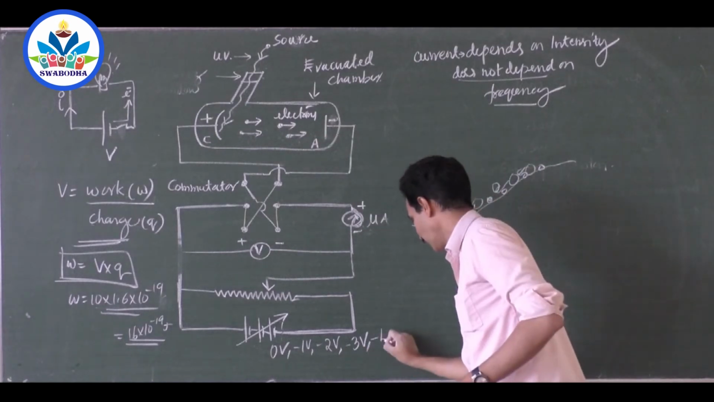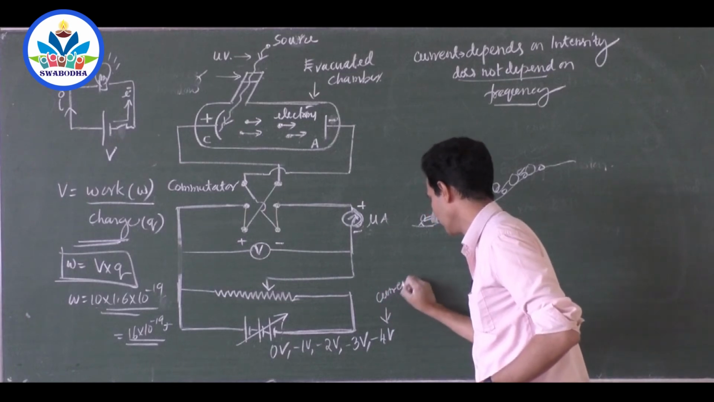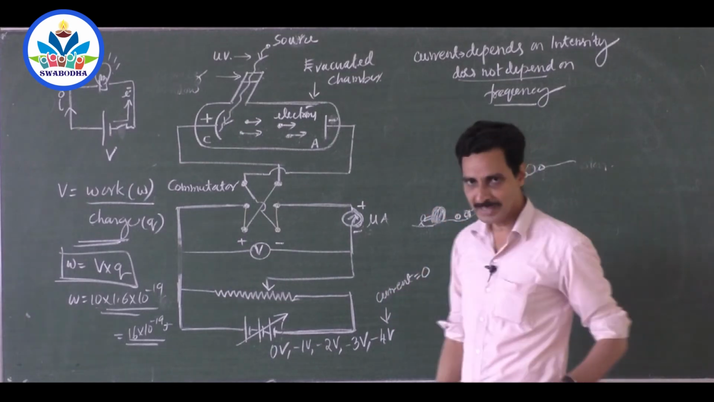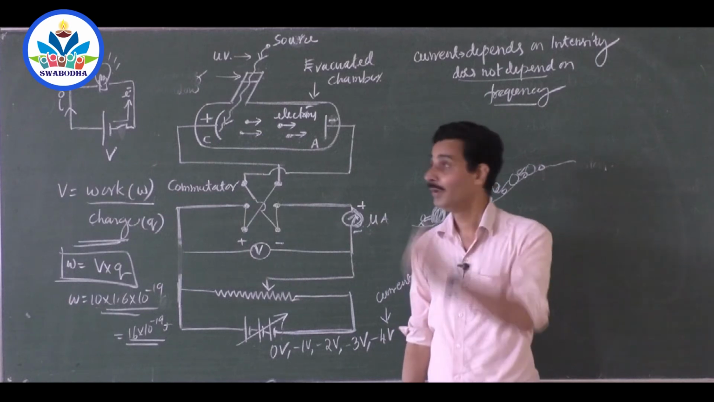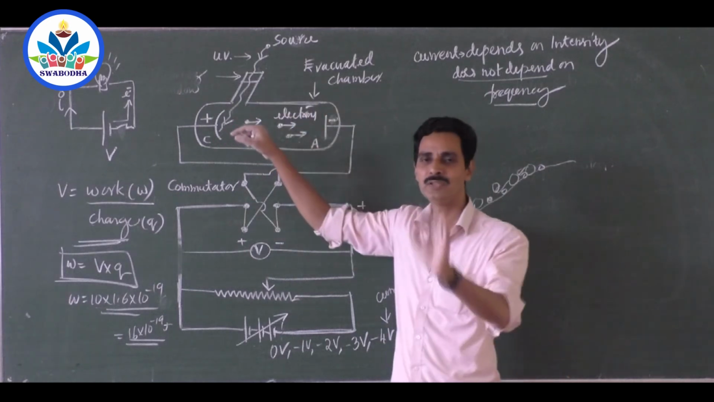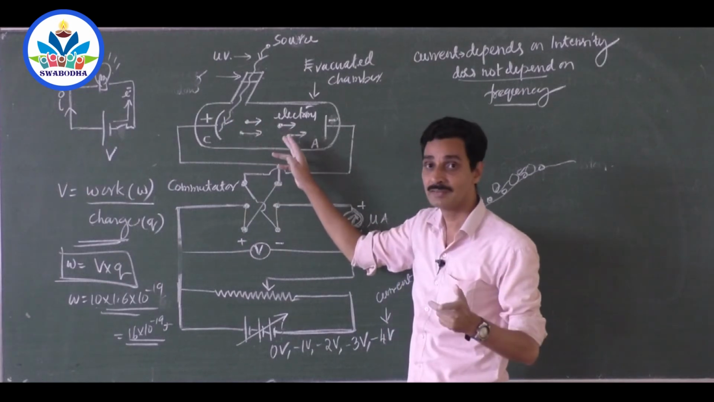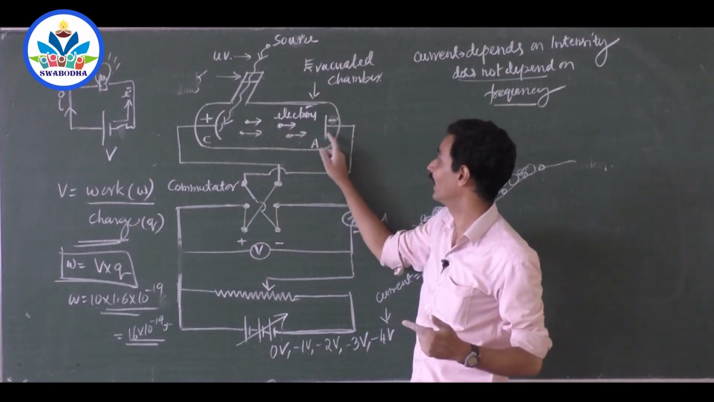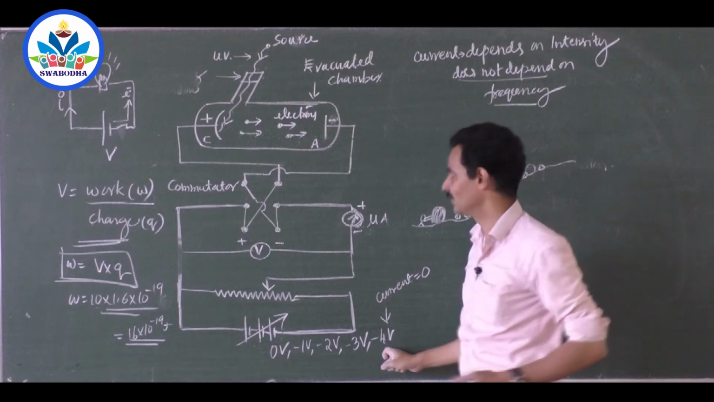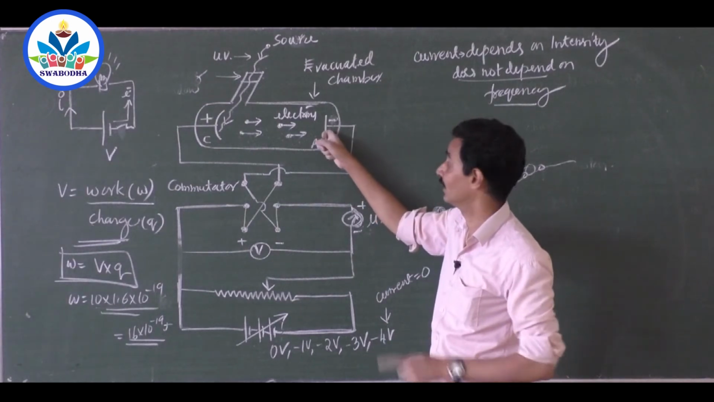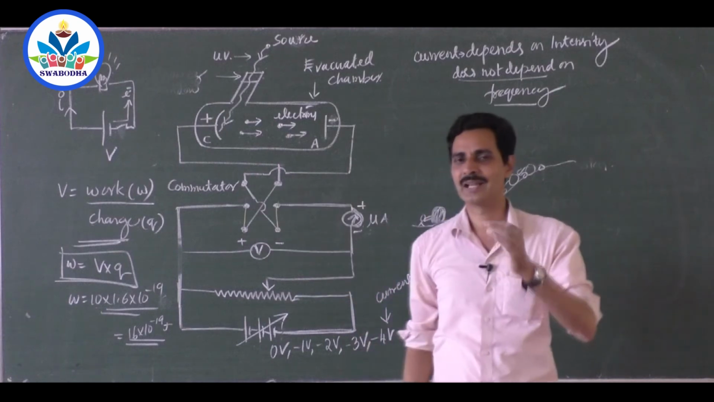Say when I make it minus 4 volt, current becomes 0. What do you mean by that? Does it mean that photoelectric effect is not occurring? No, photoelectric effect is beautifully occurring. Light is falling on this, electrons are emitted, but electrons are not given any welcome from this, because that is given sufficient negative potential, and that negative potential is sufficient enough to stop the final electron also.